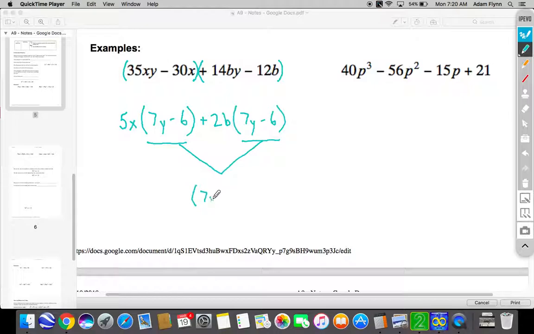So that'll be one factor. And my other factor will be whatever is outside of the parentheses, so 5x plus 2b.